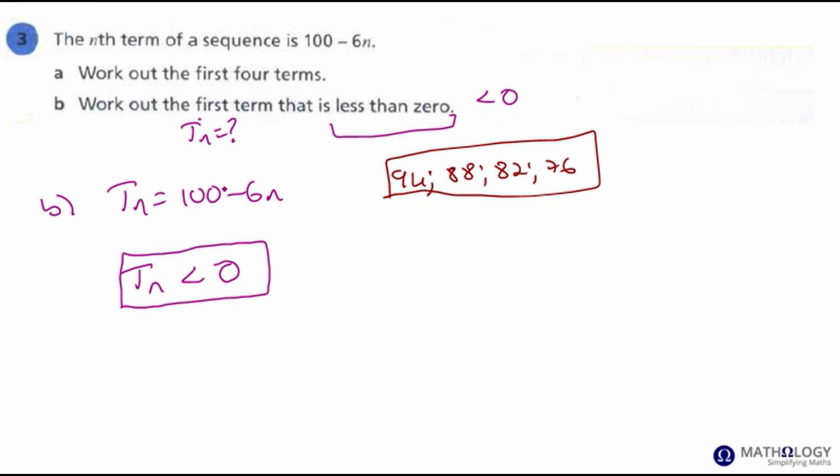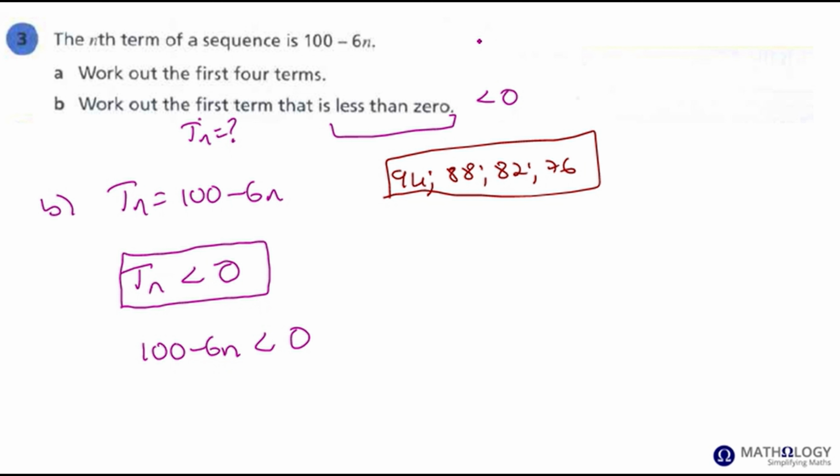We know what Tn is. Tn is 100 minus 6n. Now we've got a linear inequality, which we've already done. We're just solving for n. You need to bear in mind that n is a natural number because n represents a term of a sequence. A term of a sequence can't be a decimal or a fraction. It's got to be a natural number.